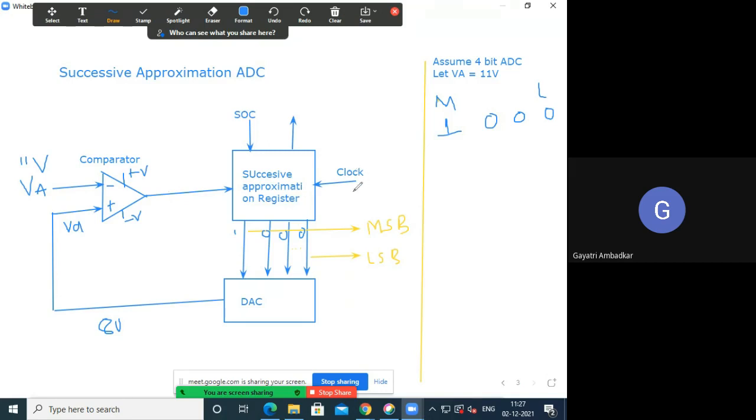Now it is operating on the clock pulses and what data it is receiving. Okay. What will be the output here? 1 or 0? Analog input is 11 volt. DAC's output is 8 volt. What shall be the output of a comparator? 1 or 0?